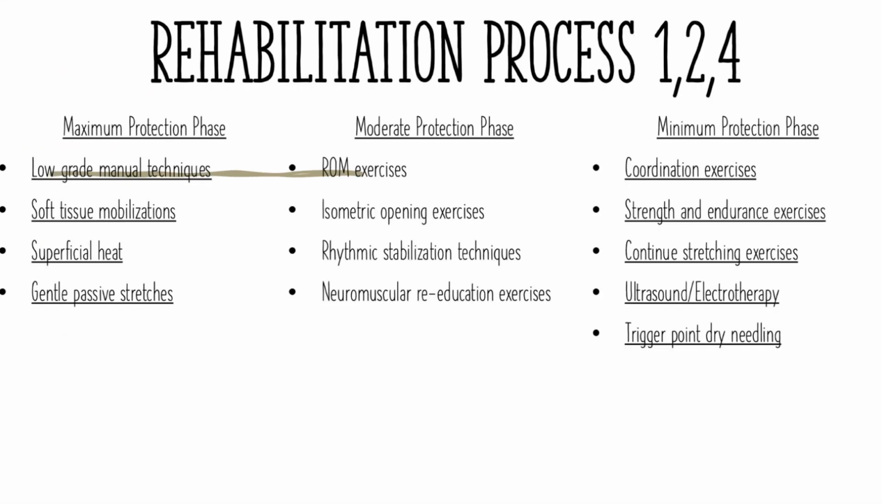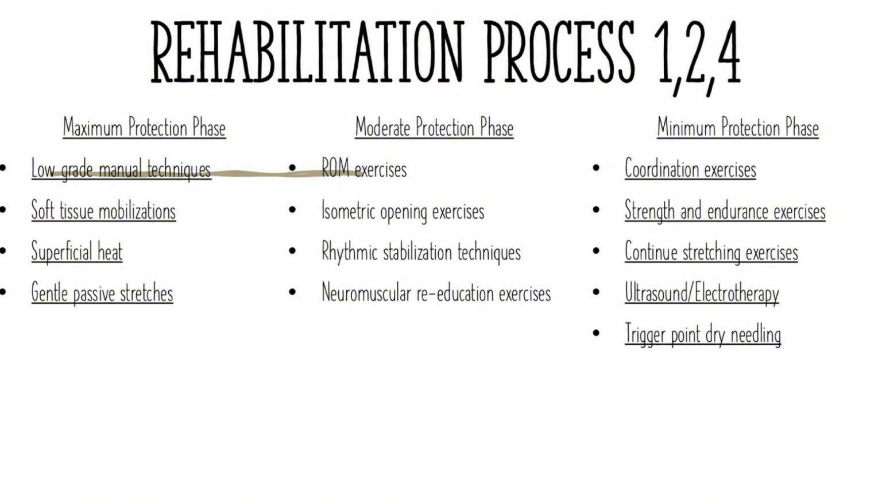So going into the rehab process, being that this condition varies from patient to patient, there are a lot of different interventions. But for the most part, in this phase, we want to make sure that we have muscle relaxation. We want to make sure that we increase function, strength, coordination, things like that. So in the maximum protection phase, we will implement low-grade manual techniques, some soft tissue mobilizations, superficially, just to assist with that muscle relaxation, and gentle passive stretches.